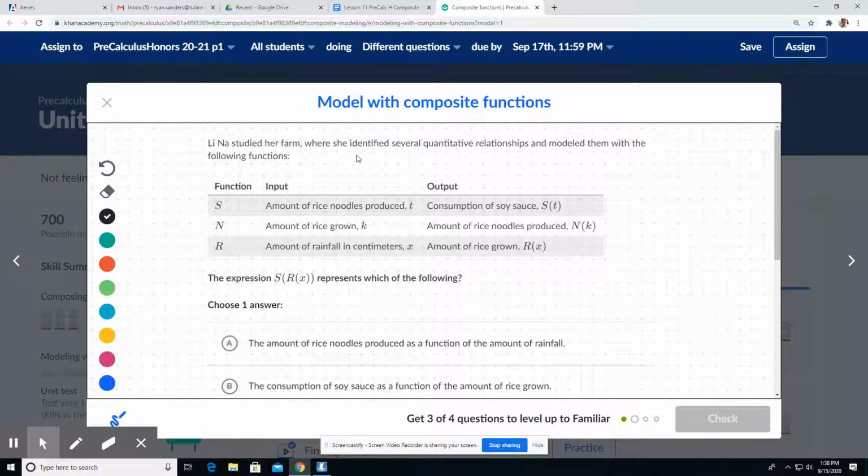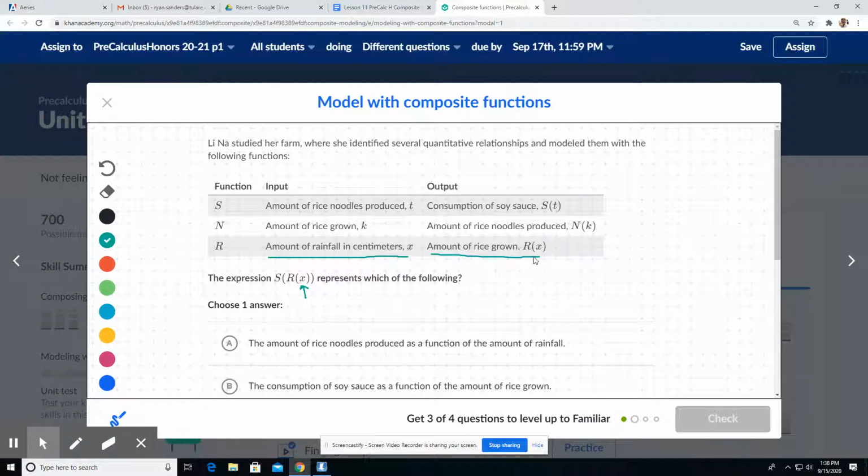Lena studied her farm where she identified several quantitative relationships and modeled them with the following functions. The thing you have to focus on here is to make sure everything links together. Let's see if we can link them together. The S of R of x function represents which of the following? So we're starting with x, the amount of rainfall. That gets plugged in, and we have to be careful. Sometimes they're tricky if things don't link together.